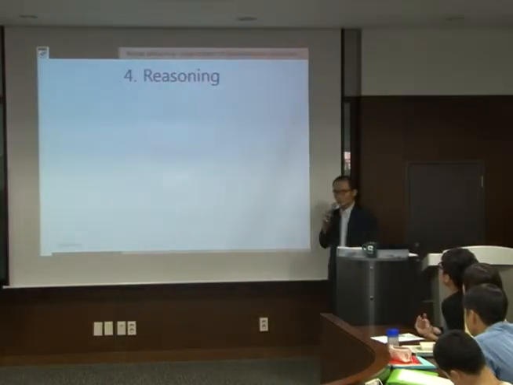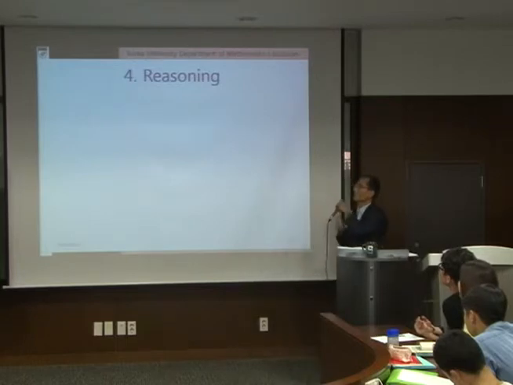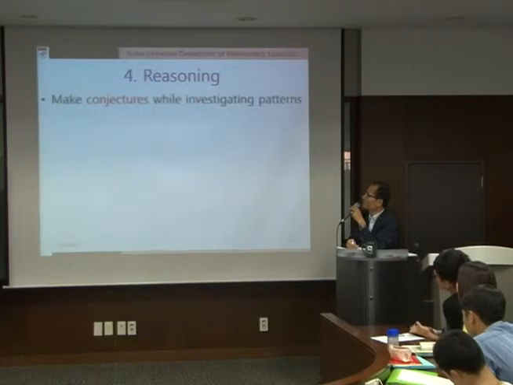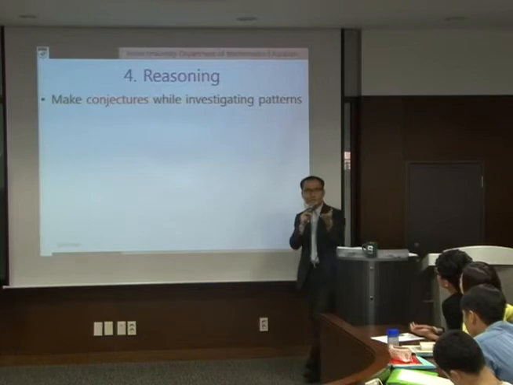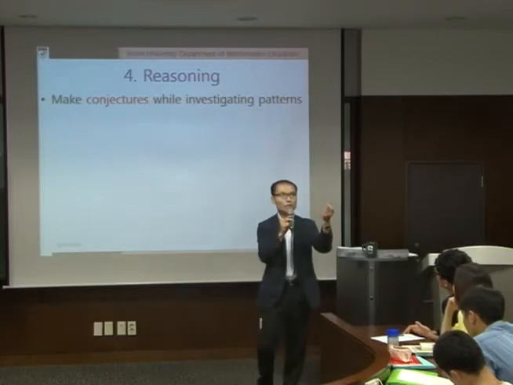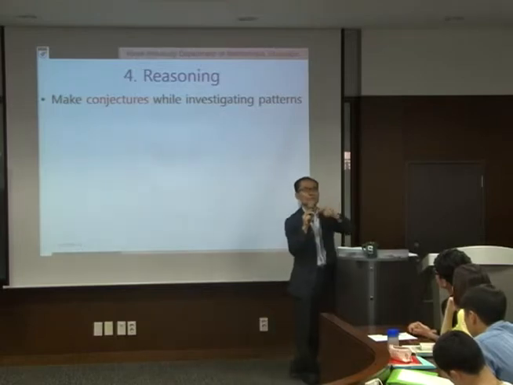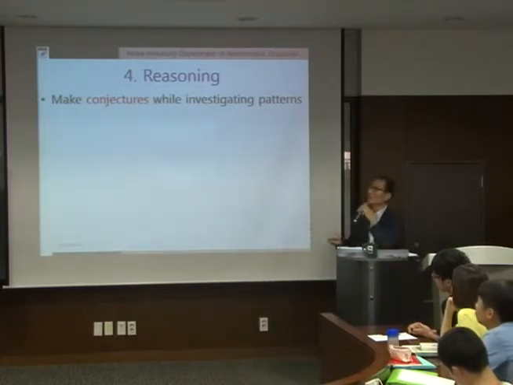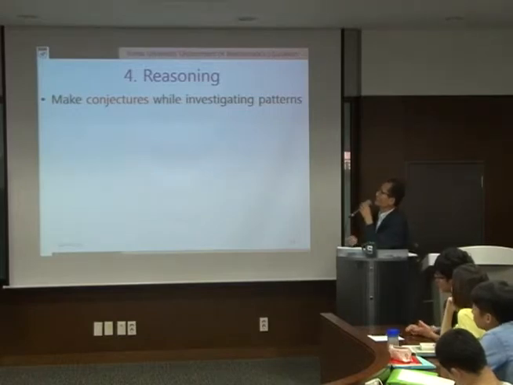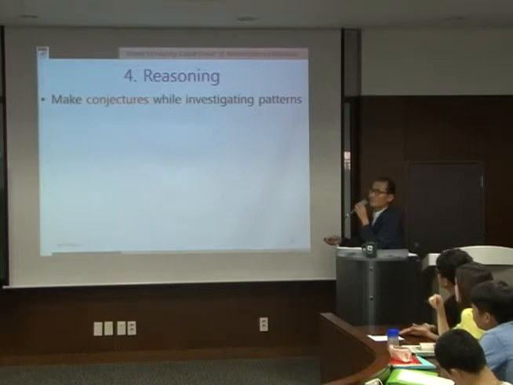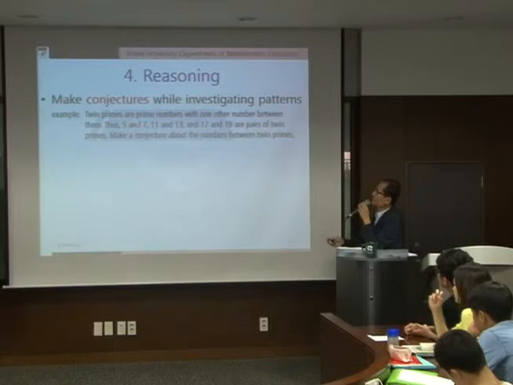The last category the team provides in their conceptual framework of the assessment. According to the NCTM standard, they categorize reasoning and proof. Most of the items are going to be related to reasoning and proof. But take a look more carefully: make a conjecture while investigating patterns. This is obviously the reasoning part.